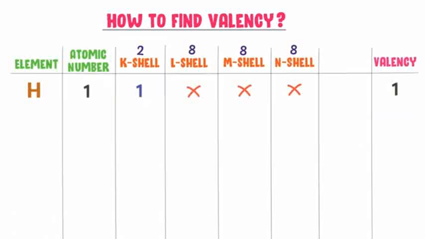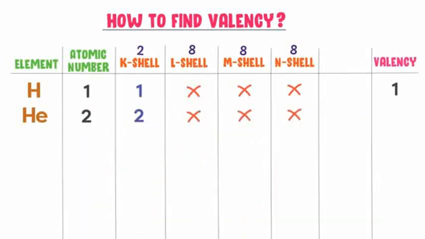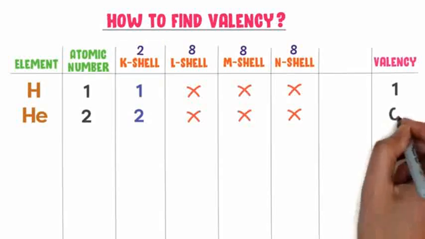The second element is helium and its atomic number is 2. So there are 2 electrons in K shell of helium. The outermost shell or K shell of helium is stable. Hence helium needs no electron because already the K shell of helium is complete. So its valency is 0.